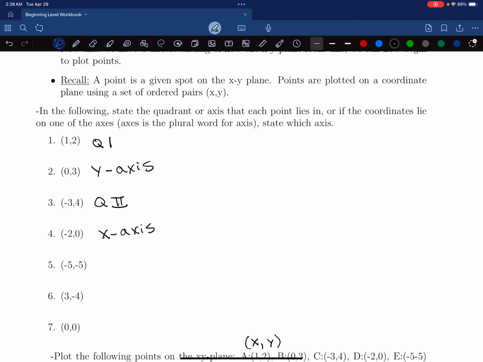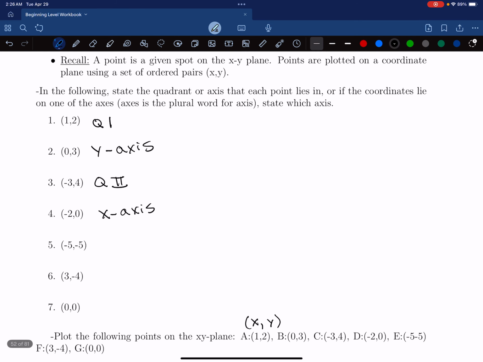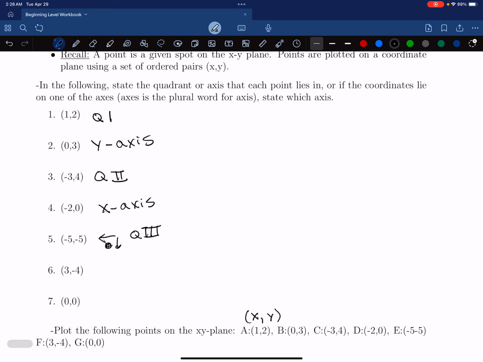And then looking at 5, we have -5, -5, and because our x is negative and our y is also negative, we are going to be in this third quadrant here. So we're going to be in quadrant 3. Looking at example 6, we have 3, -4. So we're going to go right 3 and down 4, which will put us in quadrant 4.